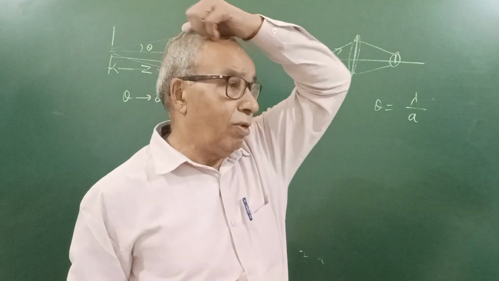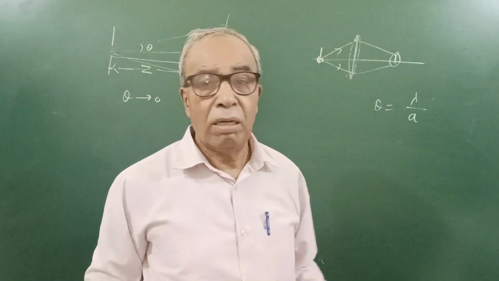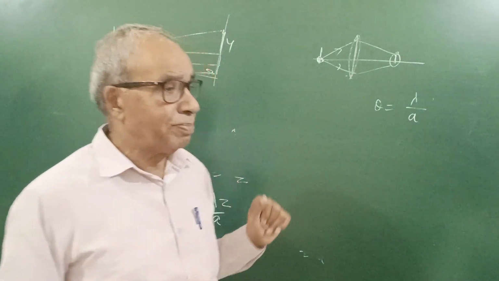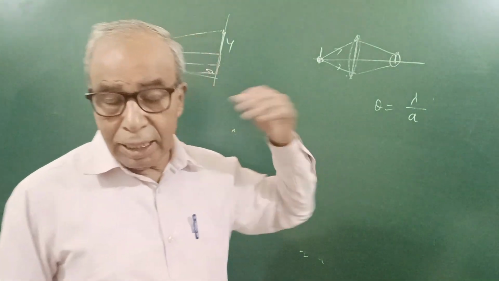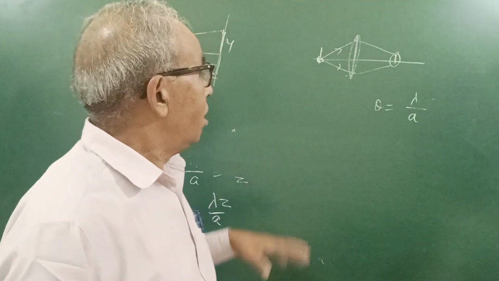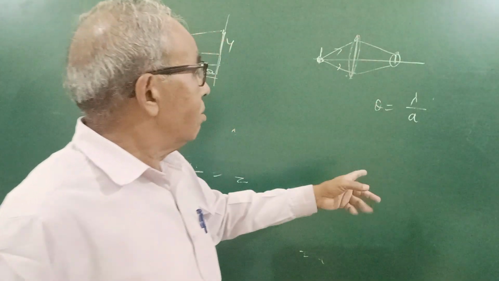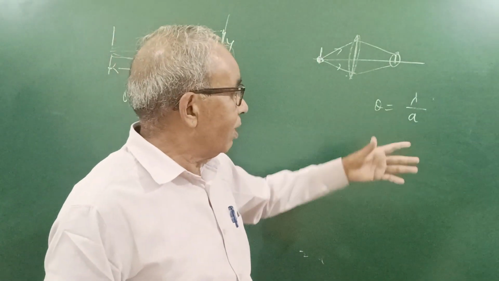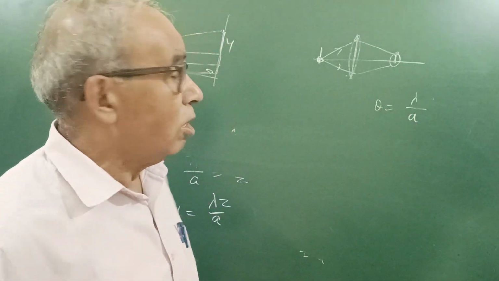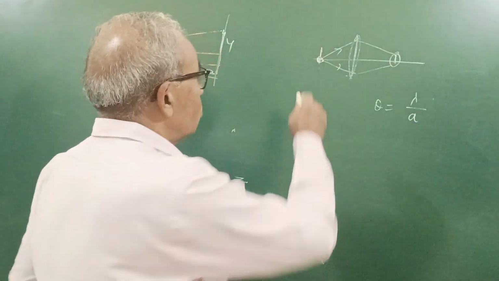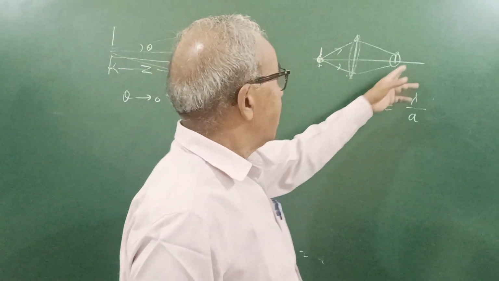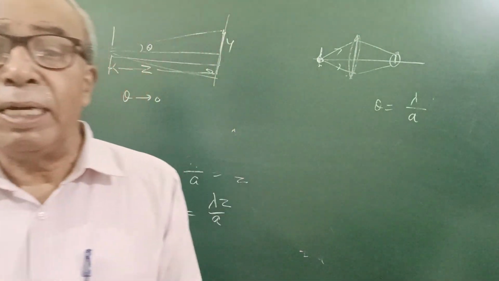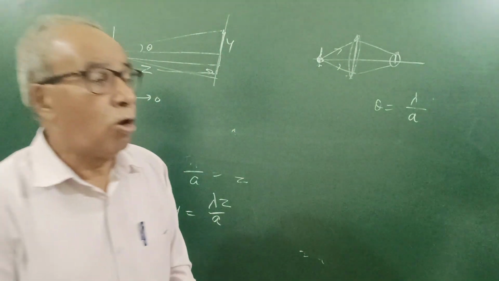Due to wave character, light shows diffraction. I will tell you in the next video the term which I am going to define. Due to diffraction, the image formed by any lens of a point object will not be a sharp image. It will have an angular spread theta equal to lambda by a. So if there are two points very close to each other, their central maxima may overlap and they will appear as one, and we are unable to see them separately. This is called the limit of resolution.